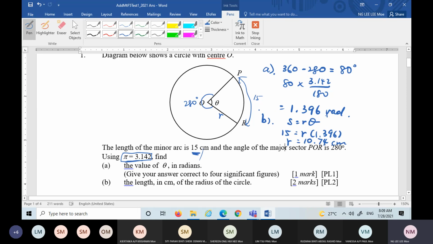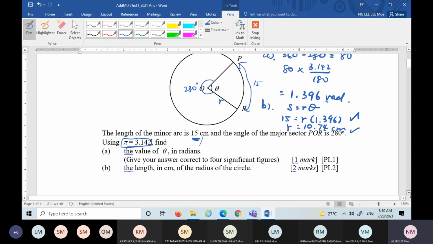If you use a wrong answer or the answer is not accurate in part A, here I will still give you 1 mark. I'll mark in this way. This one we call follow through. So this is part B. Part B is 2 marks, 1 mark for this line and 1 mark for this line. So part B actually is a band 2 question.